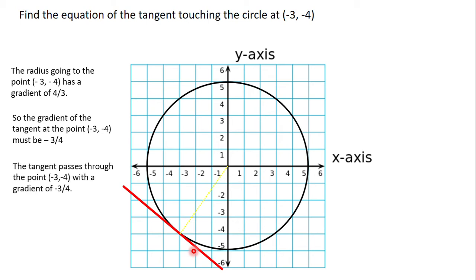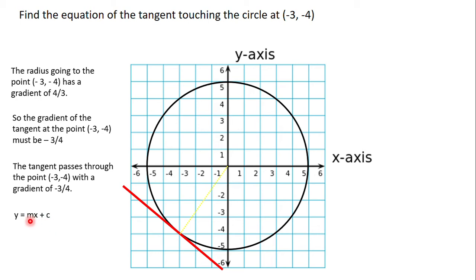So we now have a point that the tangent passes through. It's told us there that we want the tangent passing through -3 and -4. We have the gradient of the tangent. We now have enough information to work out the equation of this line, the equation of this tangent. Remember, we use y equals mx plus c, and all we do is where we see the m we plug in the gradient, and where we see the c we plug in the y-intercept.